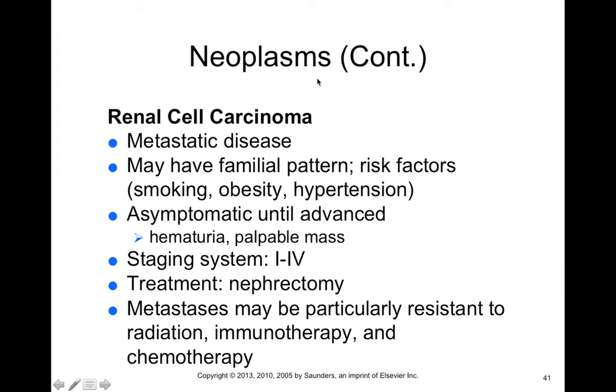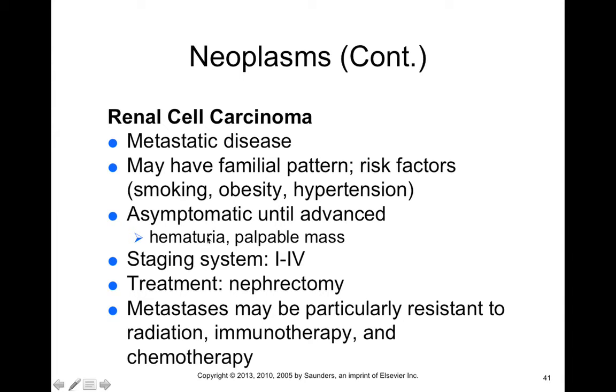Now, neoplasms of the kidney include things like renal cell carcinomas. It's a metastatic disease that can have familial patterns, but some of the risk factors for renal cell carcinoma include smoking, obesity, and hypertension, or high blood pressure. Unfortunately, renal cell carcinoma is asymptomatic until it's fairly well advanced. This happens to be the case with a lot of kidney disease, because you can function fairly well with half of the number of nephrons, so you won't get a whole lot of signs and symptoms until that kidney disease or even neoplasia is pretty well advanced.